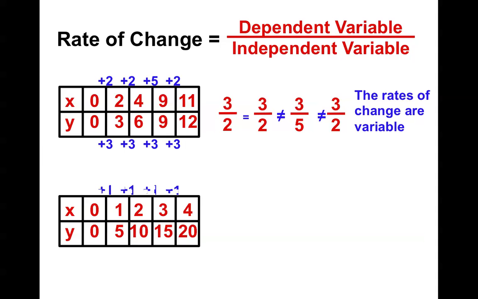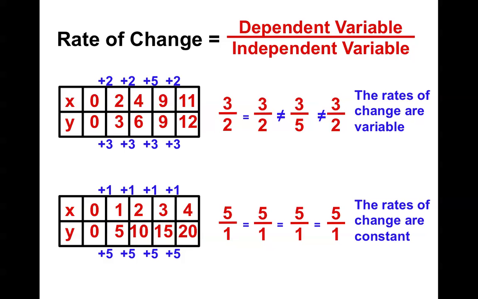Let's look at this pattern. Plus 1 up top, plus 5 below. What would the fractions be? Remember, the dependent variable, which is y, goes on top of the independent variable, which is x. And so we get 5/1. They all equal each other, so the rates of change are constant.